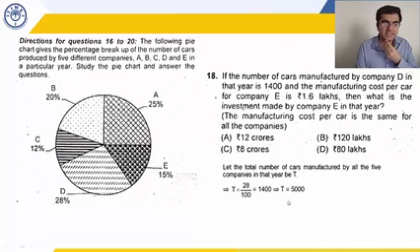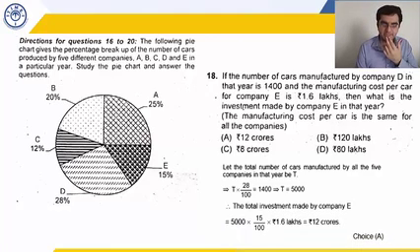Now company E has how many of these? Company E has 15% of 5000. Company E produces 15% of 5000 cars, and per car he spends 1.6 lakhs. So total investment will be 15% of 5000, the total number of cars, into 1.6 lakhs. Just simply calculate, you get it as 12 crores. 12 CR.